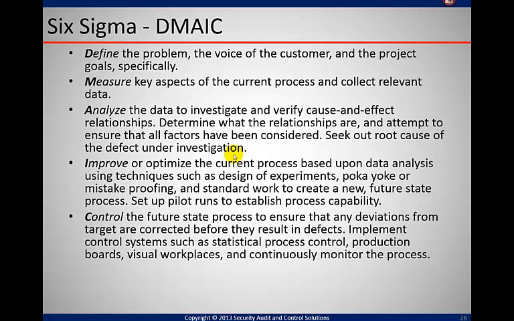Once that's done, we will improve or optimize the current process based upon data analysis using techniques such as the design of experiments, poka-yoke or mistake proofing, the standard work to create new and future state process, set up pilot runs to establish process capability. Then control the future state process to ensure that any deviations from the target are corrected before they result in defects. Implement control systems such as statistical process control, production boards, visual workspaces, and continuously monitor the process.